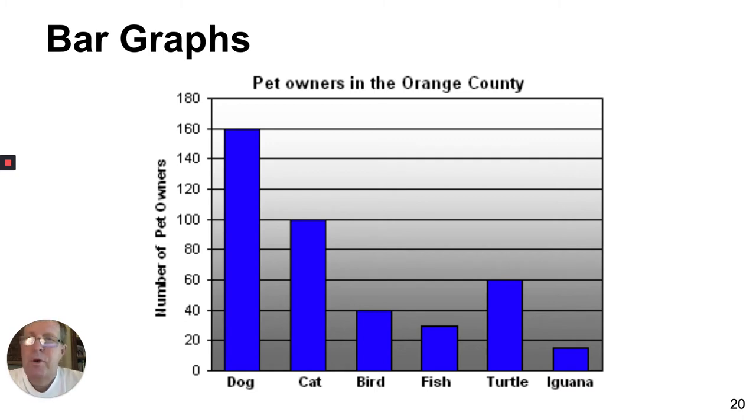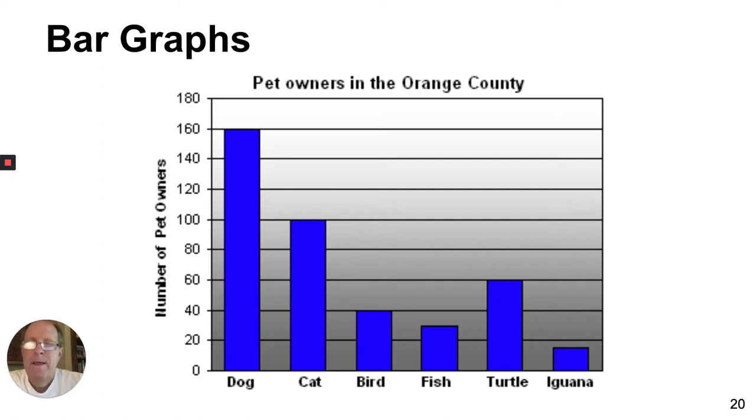Let's talk a little bit more about bar graphs. Here's a bar graph of pet owners in Orange County, and you can see we had many dog owners and fewer cat owners. A couple comments here. Notice that with bar graphs, the bars do not touch.